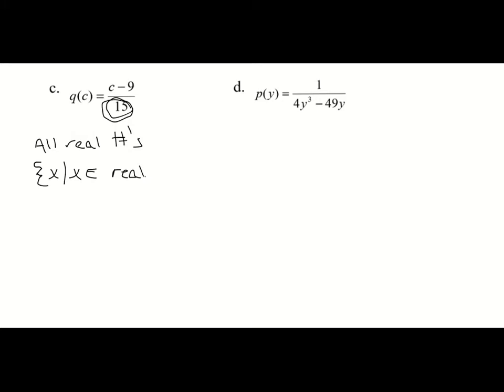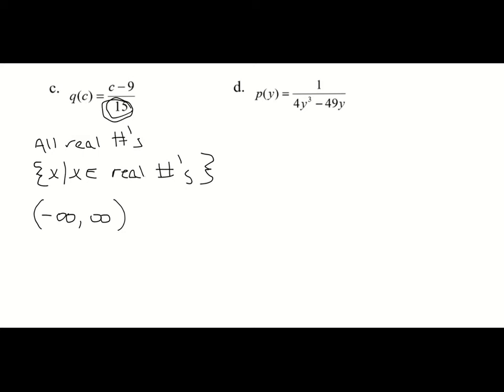We don't have to worry about putting in x can't equal anything. We can just say the set of all x such that x is an element of real numbers. And because every single number is included, in interval notation it would just be negative infinity to positive infinity. So that would be our interval notation for that one. That one's kind of nice and easy.